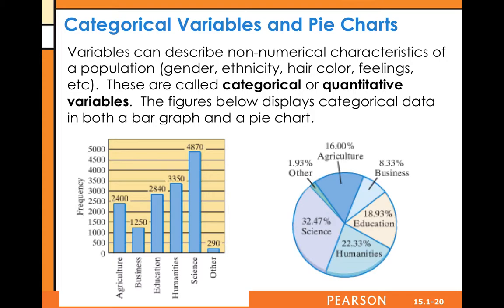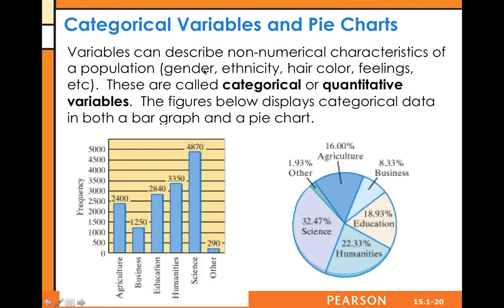Okay, so now let's move on to categorical variables and pie charts. Variables can describe non-numerical characteristics of a population sometimes. You can have a variable that measures gender or ethnicity, hair color, your feelings, and so on. These four examples here, none of them are numerical.